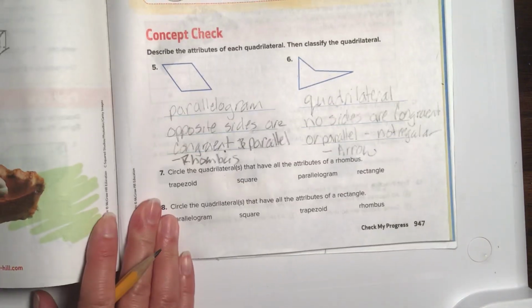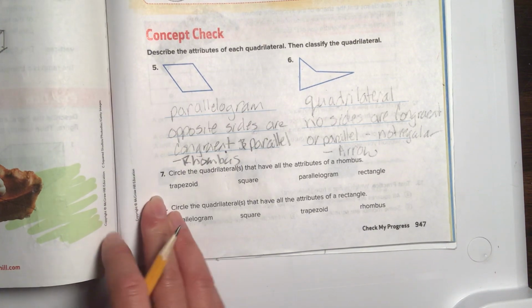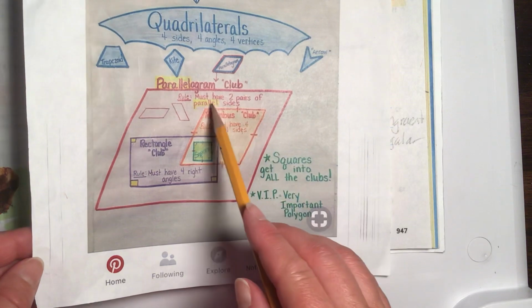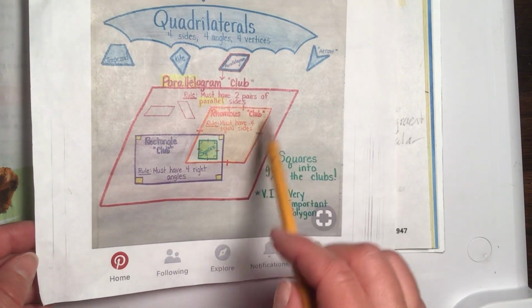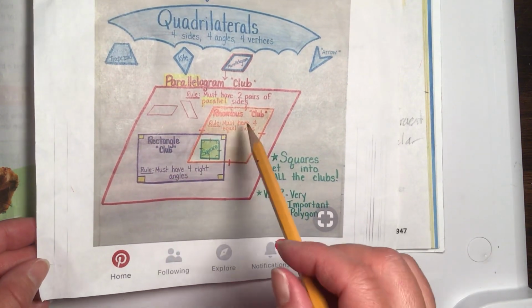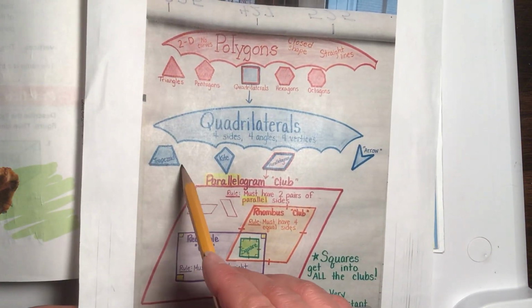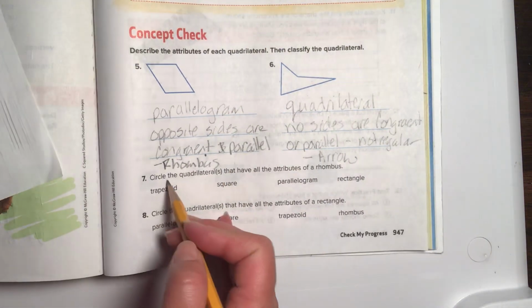All right, let's look at number 7, shall we? Circle the quadrilaterals that have the same attributes as a rhombus. Looking at a rhombus, I can see that a rhombus has 4 sides. Yep, that'll be great. 4 angles, and they're congruent. So let's look at these. Trapezoid. Trapezoid isn't congruent, so it's not going to play nice.